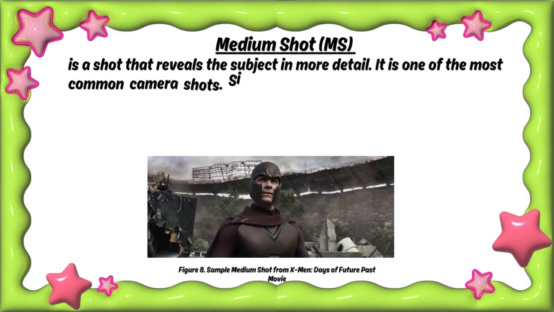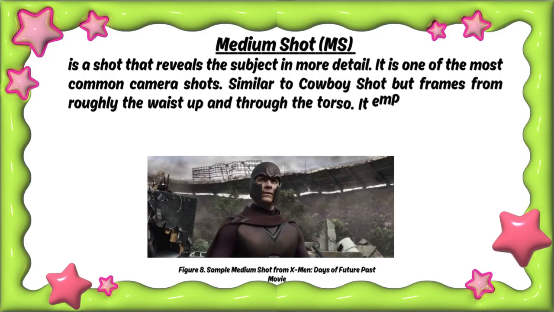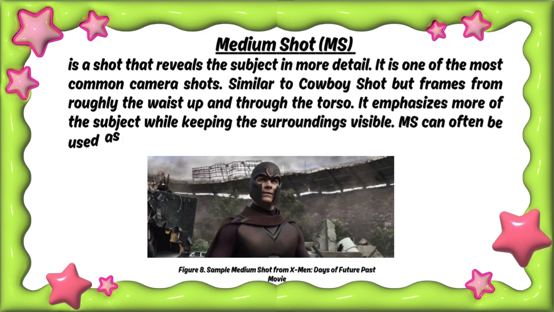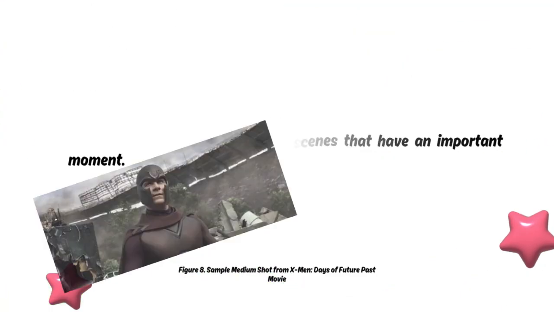Medium shot, MS, is a shot that reveals the subject in more detail. It is one of the most common camera shots. Similar to cowboy shot, but frames from roughly the waist up and through the torso. It emphasizes more of the subject while keeping the surroundings visible. MS can often be used as buffer shot for dialogue scenes that have an important moment.